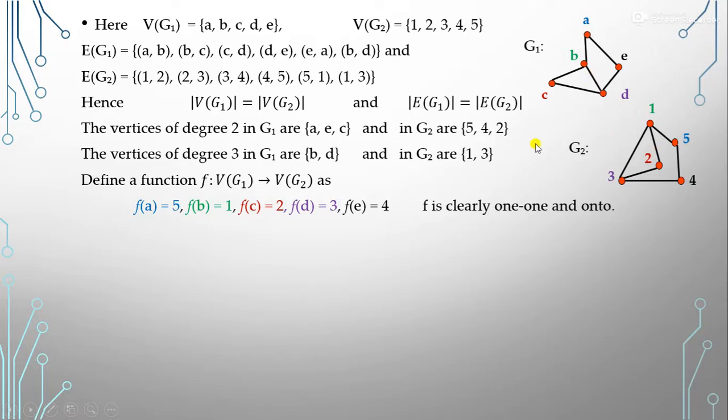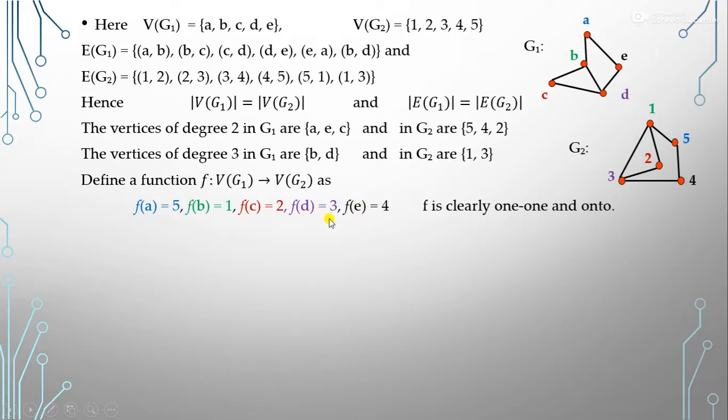So like that, when you check, you can find that the image of C is 2, the image of D is 3, and the image of E is 4. So from this we can say that our function is one-one and onto.